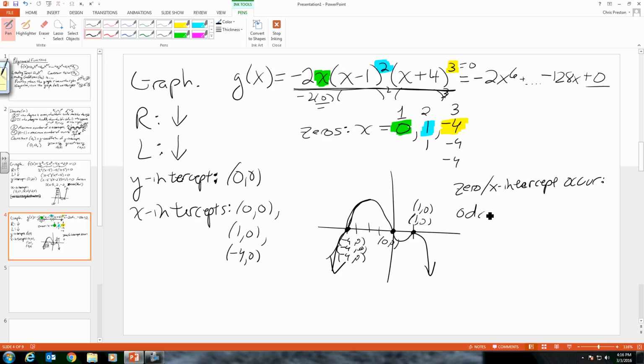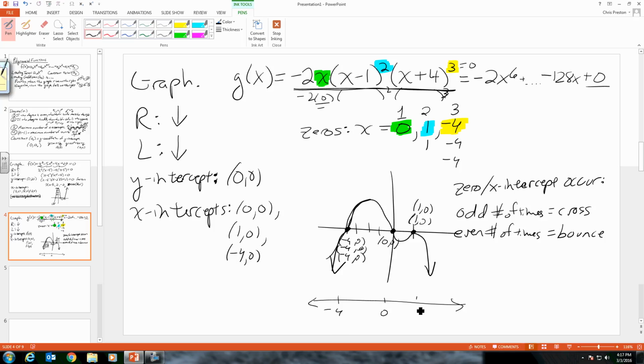So if a 0 and an x-intercept occur an odd number of times, what we do is we cross. We cross when we intersect that axis. And if it occurs an even number of times, we bounce, or we just intersect and we don't cross. So that's always true with those zeros. And that tells you something. If you remember when we did those critical value tests, and you say -4 is a critical value, and 0 is a critical value, and 1 is a critical value.